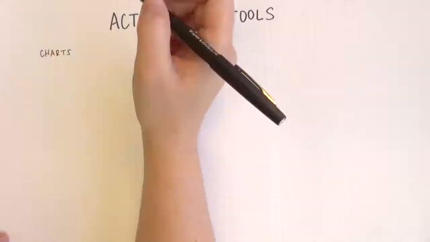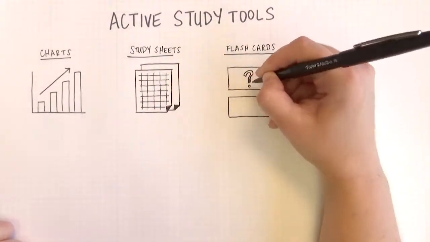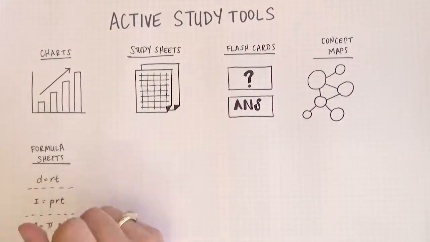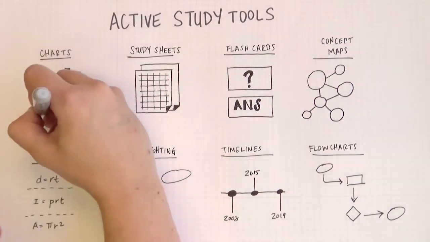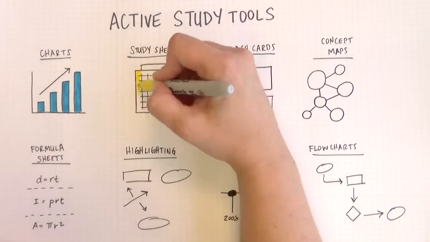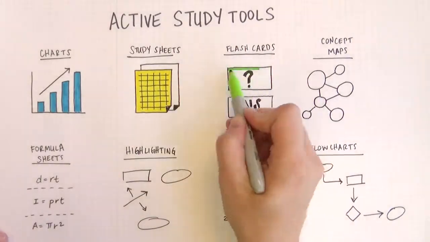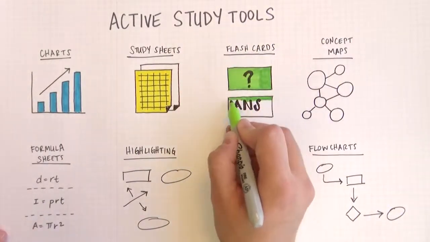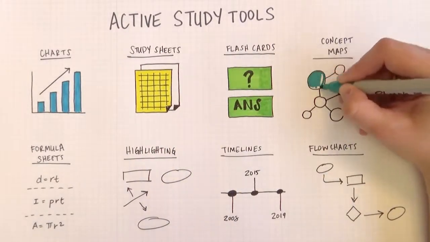Here are some popular active study tools: charts, study sheets, flashcards, concept maps, formula sheets, highlighting, timelines, flowcharts. Experiment to see which tools work best for you, and remember that effective tools may vary between subjects. After you've created your tool, use a self-testing method that requires you to recall the information from memory. You can recite the information out loud, recreate your tool from memory, or have a friend quiz you.